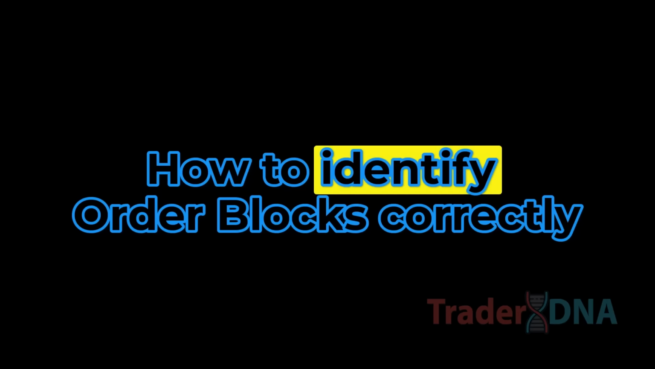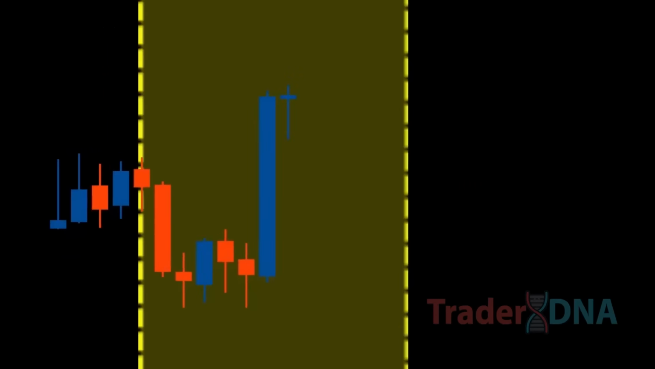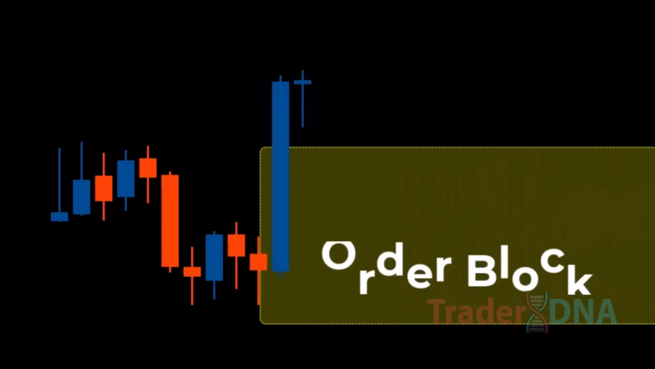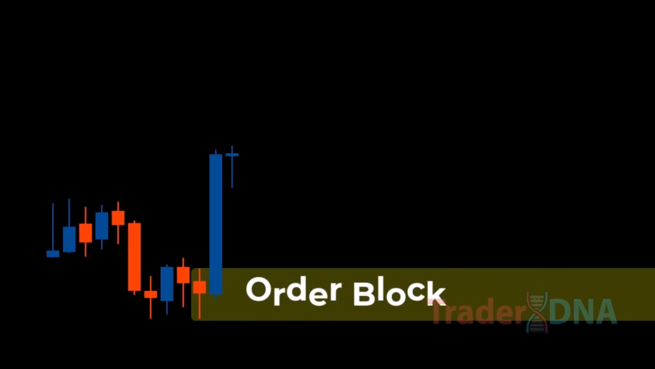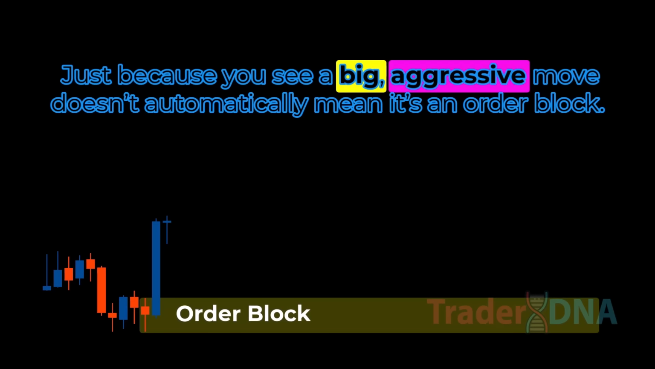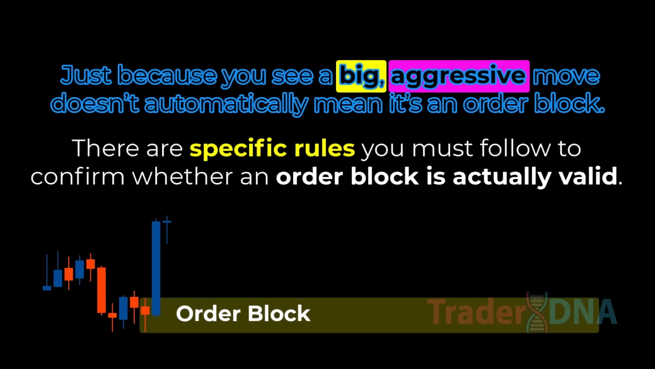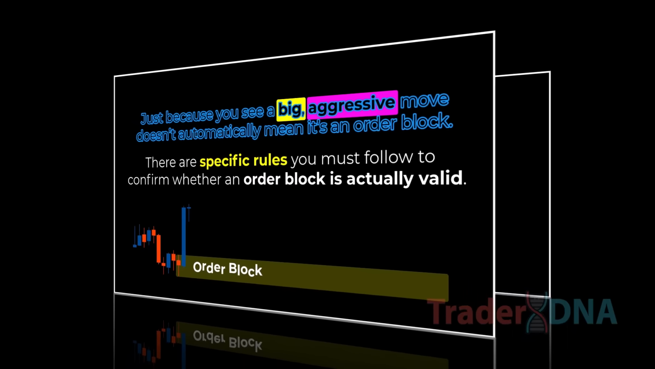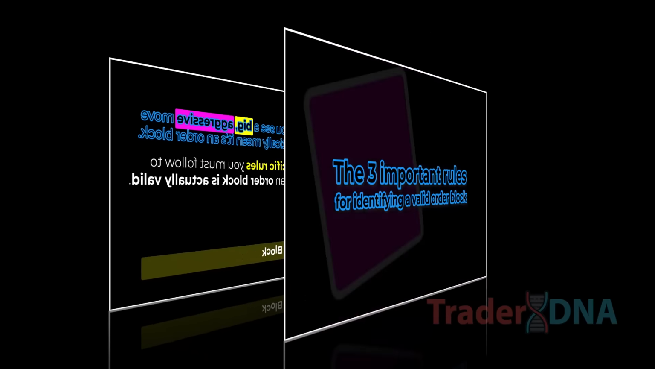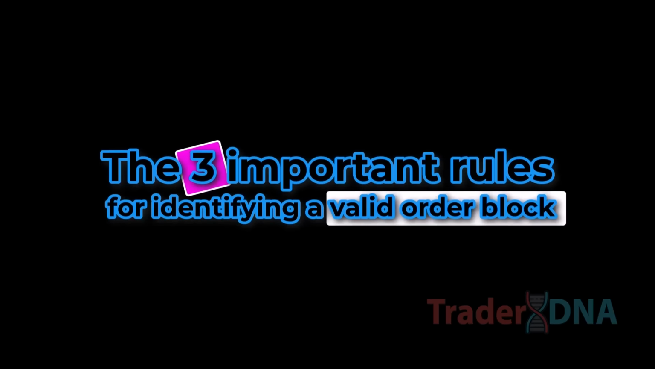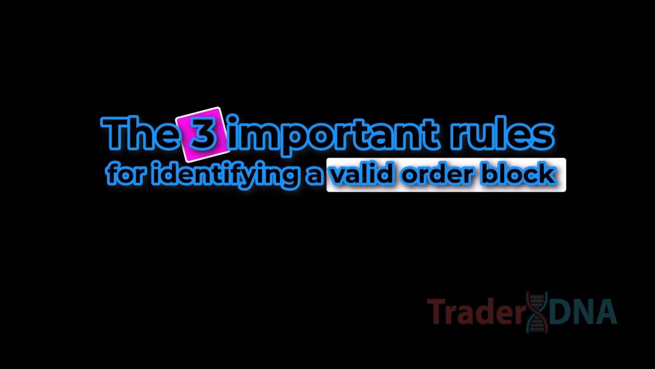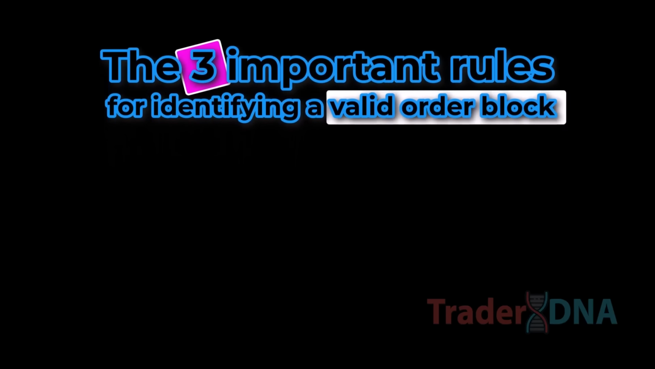Before we even think about trading order blocks, you have to know how to identify them the right way. Earlier, I said if price explodes from a point, you can mark it as an order block. But hold on, it's not that simple. Just because you see a big, aggressive move doesn't automatically mean it's an order block. Not every strong push qualifies. There are specific rules you must follow to confirm whether an order block is actually valid. Here are the 3 critical rules for spotting a valid order block. These are non-negotiable. If you don't understand these, you will not trade this strategy correctly.